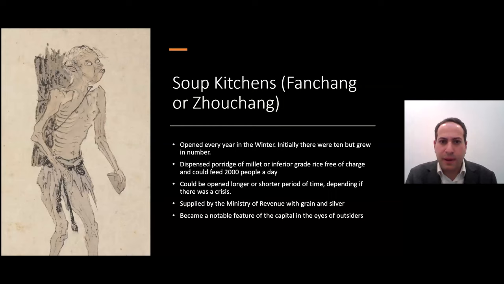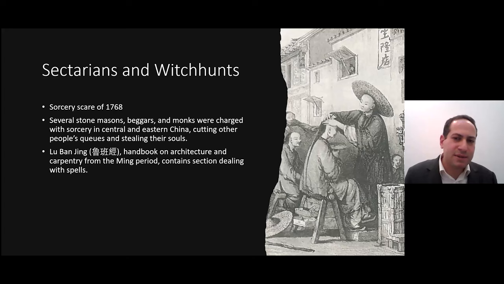And finally, just moving on to sectarians and witch hunts, there's a really fascinating thing that happened in 1768. There was a sorcery scare. So we saw the brilliance of the Qianlong reign and the art and amazing things and clocks, but there were serious cracks in the state, and Qianlong was becoming increasingly paranoid and fearful when several stonemasons and beggars and monks were apparently charged with sorcery in central and eastern China.